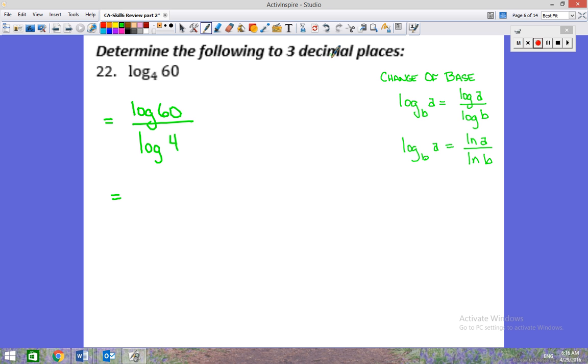When you key in the log, do not forget to close the parenthesis after the 60, and what I get is 2.953. So check and see if you get the same. You don't want to miss this problem, it's just a calculator problem.